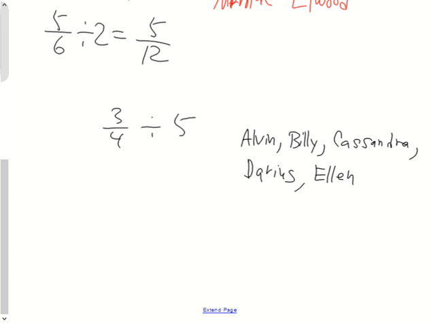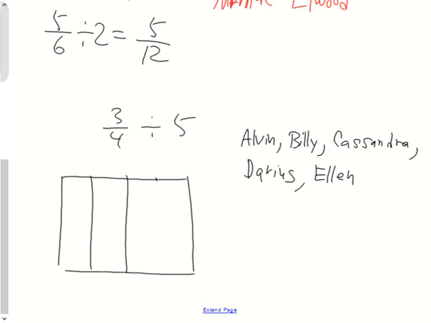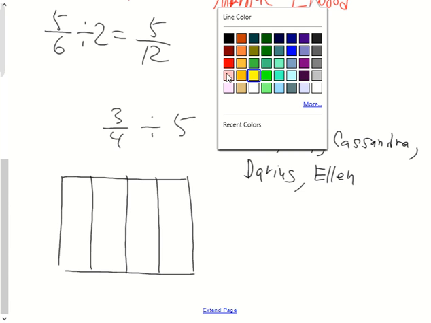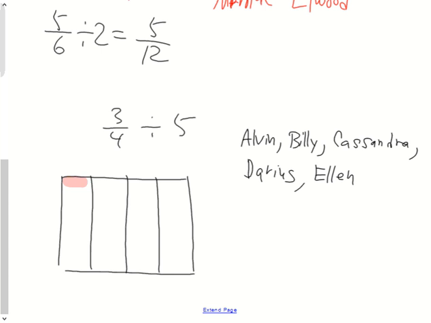So the first thing I'm going to do is obviously draw my 3/4. I'm going to use my highlighter because I love my highlighter. And this time, I'm going to make it a little light strawberry chocolate bar.